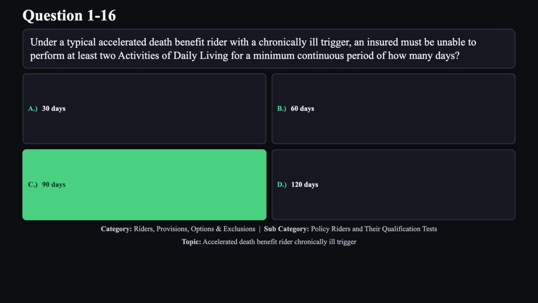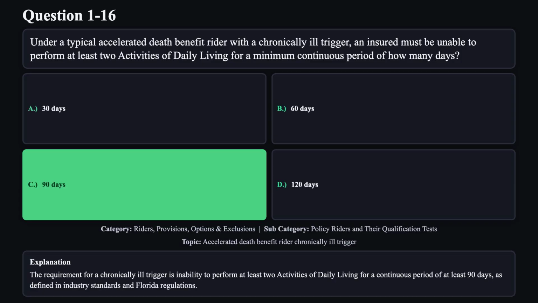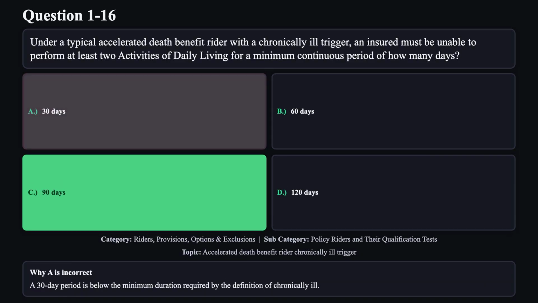The correct answer is C. The requirement for a chronically ill trigger is inability to perform at least 2 activities of daily living for a continuous period of at least 90 days, as defined in industry standards and Florida regulations. Reason A is not correct. A 30-day period is below the minimum duration required by the definition of chronically ill.